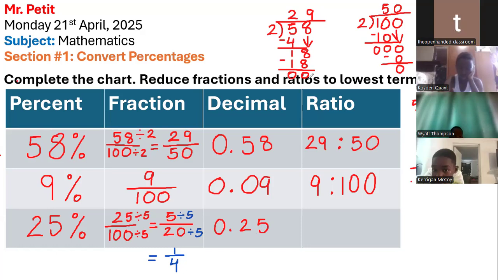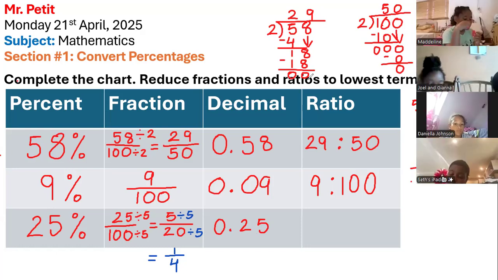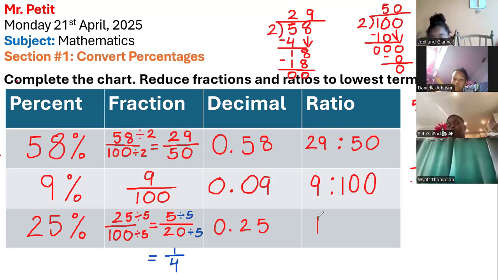What is the ratio going to be? 1 and 4. Madeline, what is the ratio going to be? 1 and 4. We say 1 to 4 because of the sign. Say 1 to 4. All right. So it's going to be 1 to 4. Okay, that's the ratio.